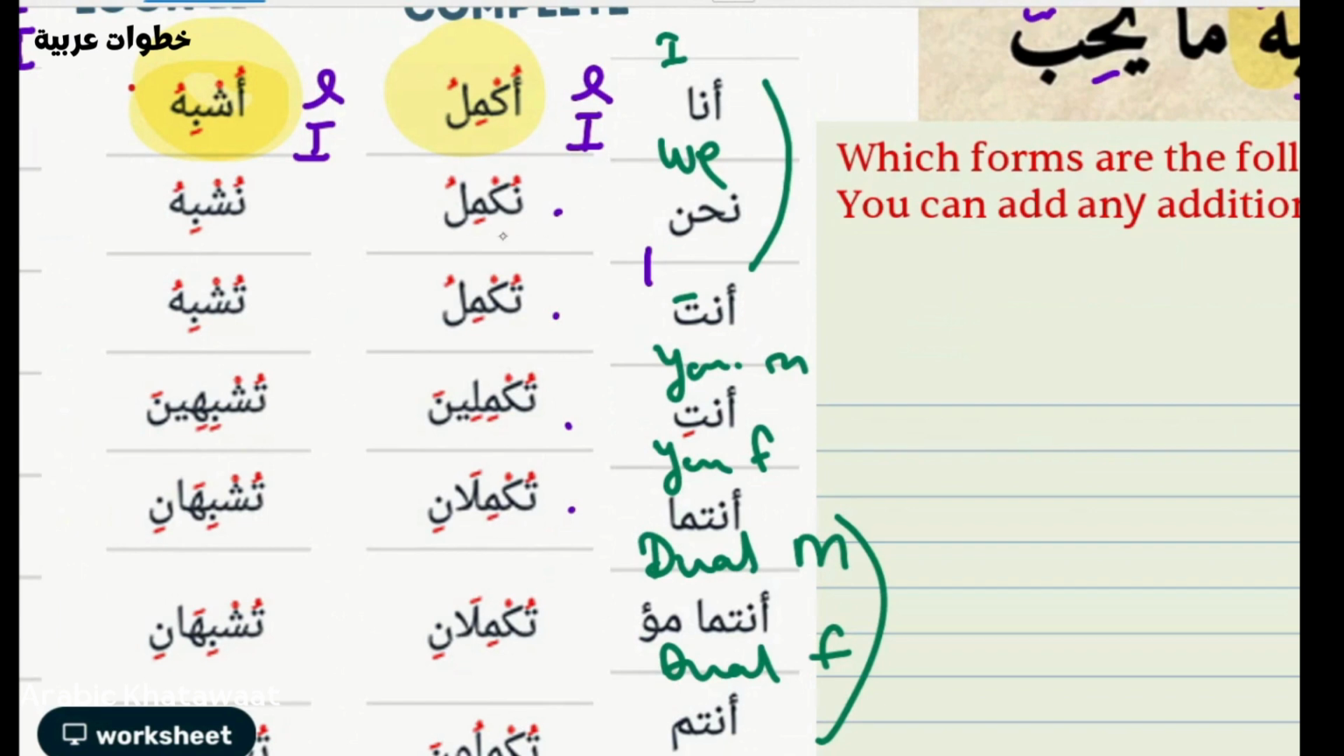Here, نكمل. It keeps the exact same short case. I have an alif. So أكمل, نكمل, تكمل, تكملين, تكملان.